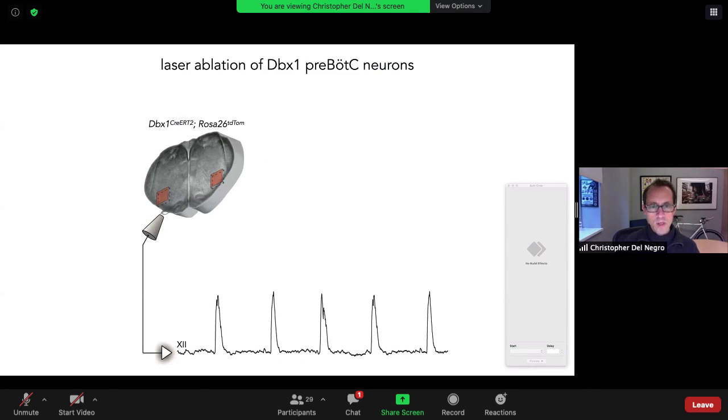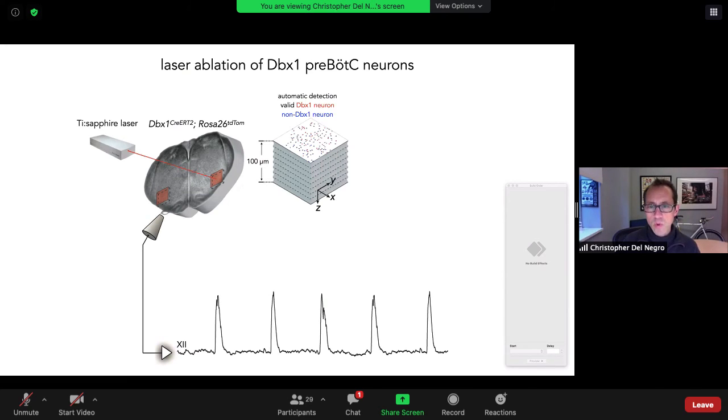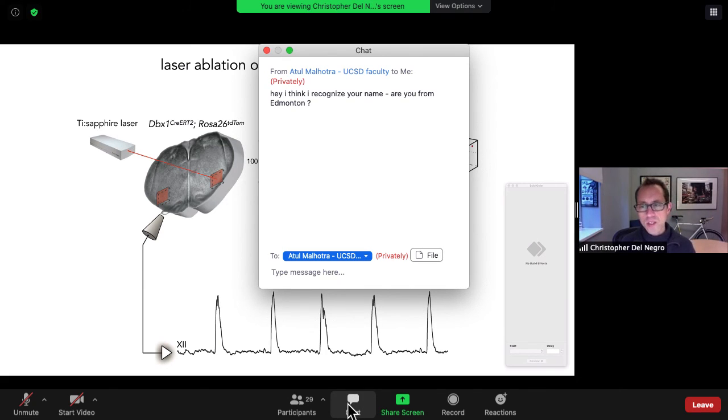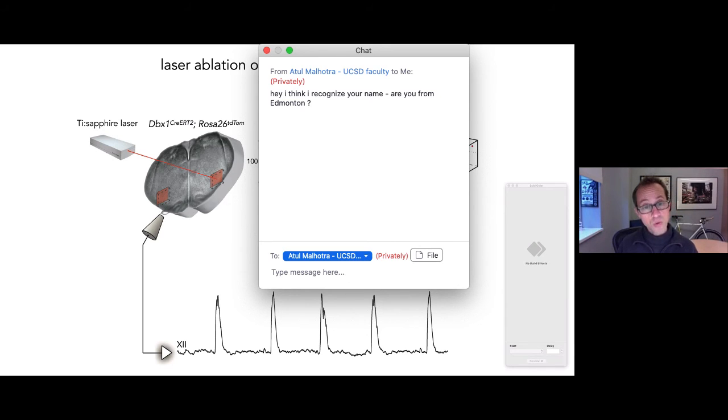There's one more experiment I want to share with you. This one involves laser ablation. So we used our multi-photon microscopy system to map out the DBX1 neurons in the preBötzinger complex in three dimensions. And then we stored the locations of DBX1 neurons as a three-dimensional map of targets. Then after that, we turned up the strength of the ultrafast laser, and we used it as a destroying, an ablating device. So in this experiment, we measure the amplitude of the respiratory rhythm and the period.